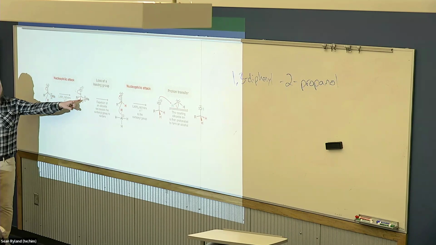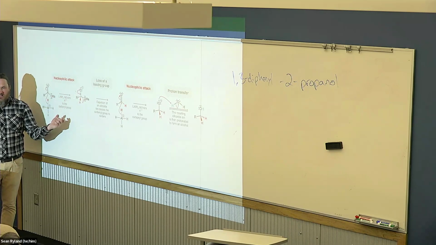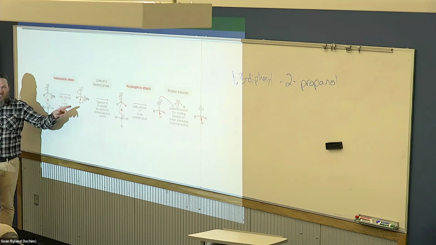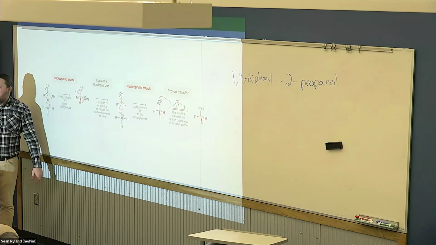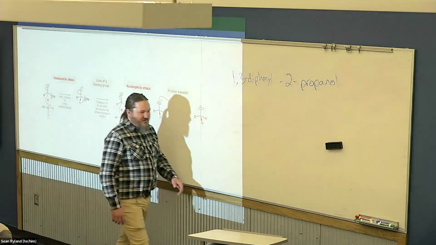Because then we have a good leaving group, or at least an okay leaving group, in the form of, if it's an ester, an alkoxide as the leaving group. If it's a carboxylic acid that we're reducing, we would just have OH as our leaving group. It delivers the proton.